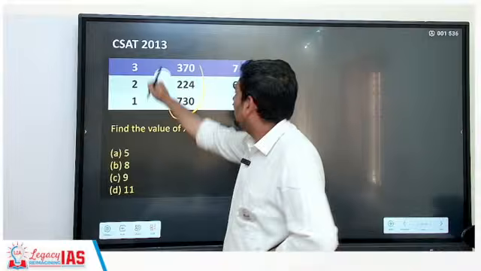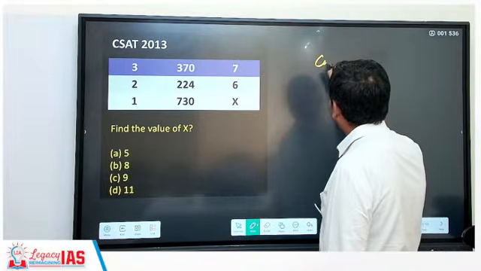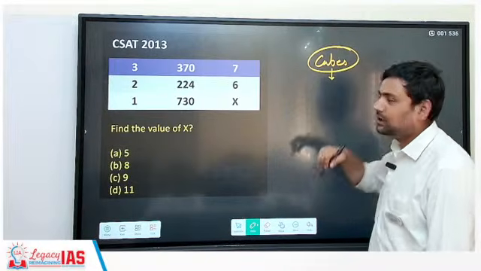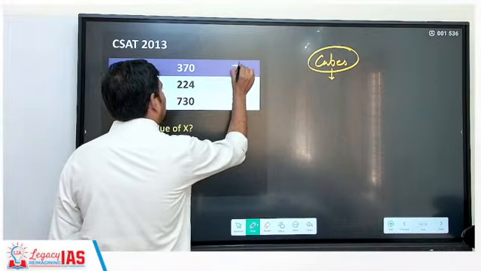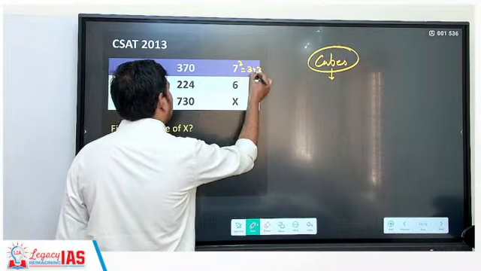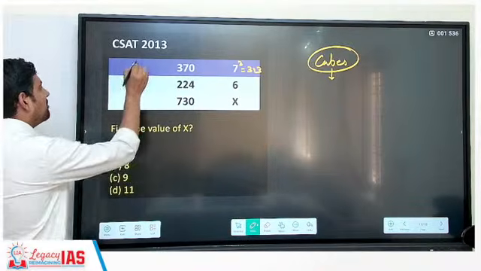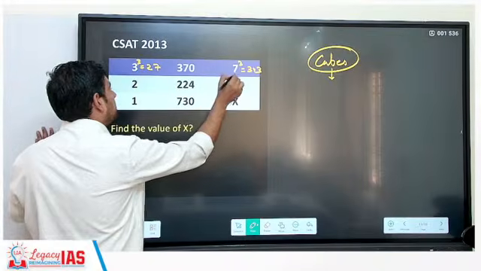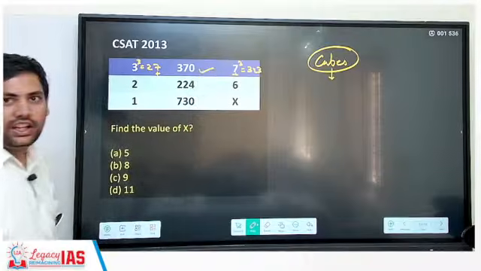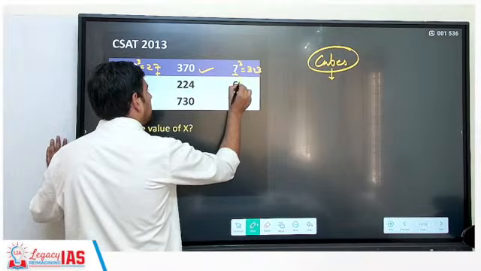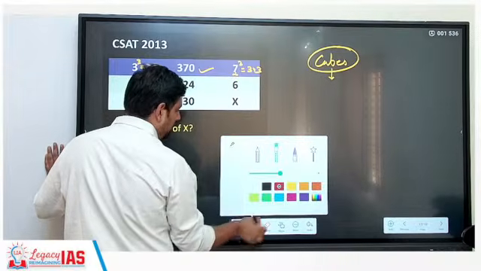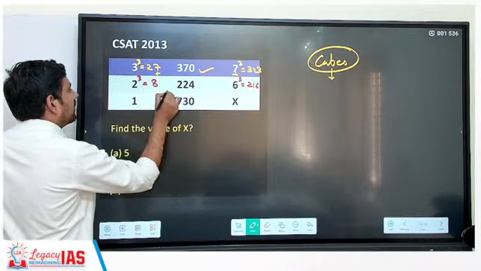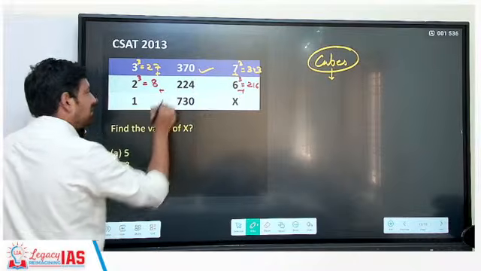That is why you need to remember something called cubes of numbers. Yes, Anurag, correct. You have to remember cubes of numbers. 7 cube is actually 343, and 3 cube is 27. If you add both of these, you get 370. Similarly, 6 cube is 216 and 2 cube is 8. If you add them both, 216 plus 8 is 224.